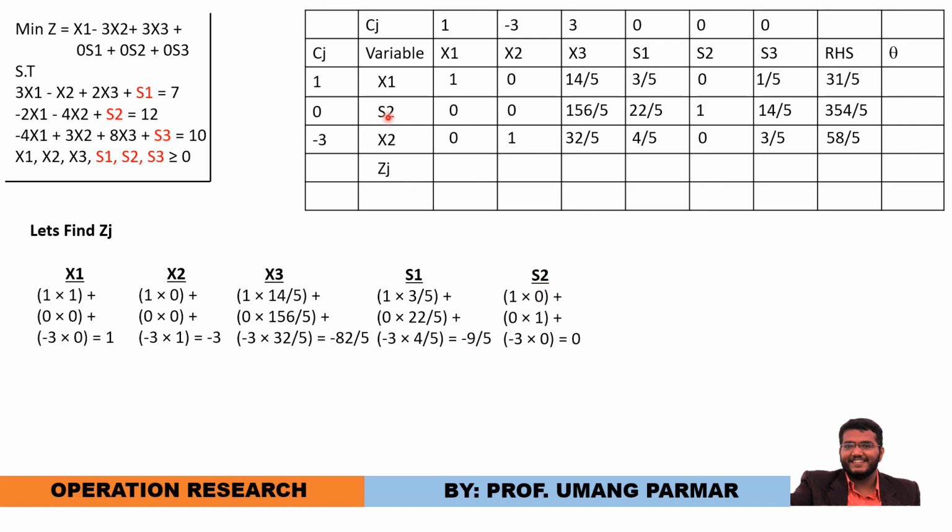Same for S2, 1 is multiplied by 0, so answer will be 0. 0 is multiplied by 1, so again answer will be 0. And minus 3 is multiplied by 0, so we are having 0 as S2 column Zj value. We are going for the S3 as well. So for S3, this 1 is multiplied by 1 by 5, 0 is multiplied by 14 by 5, and minus 3 is multiplied by 3 by 5. So we got the answer minus 8 by 5.